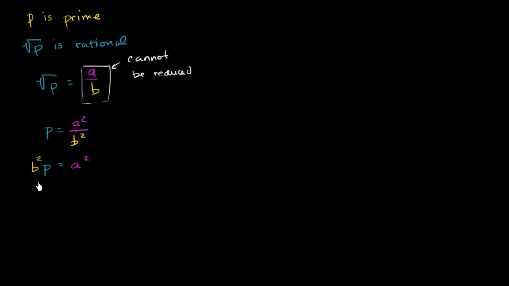So let me write this down. So a squared is a multiple of p. Now, what does that tell us about a? Does that tell us that a must also be a multiple of p? Well, to think about that, let's think about the prime factorization of a. Any number, or any integer I should say, can be rewritten as a product of primes. So let's write this out as a product of primes right over here.